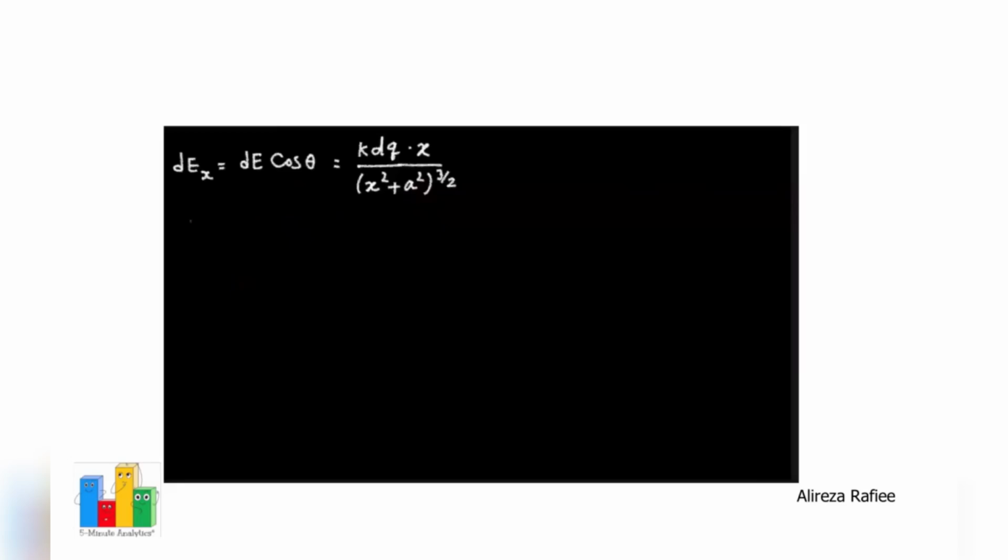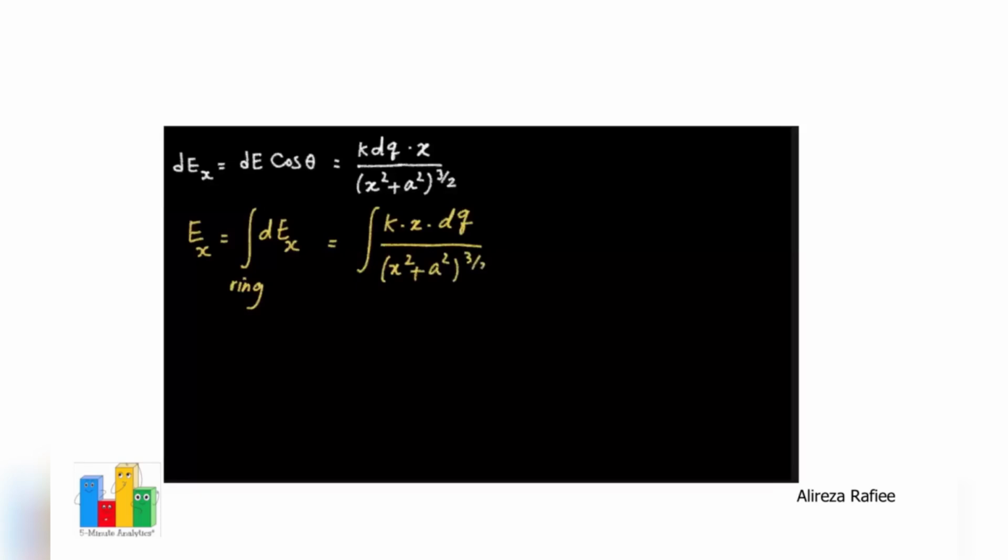Okay, so the electric field on the x-axis would be the integral over all these little tiny electric fields for the entire ring, which becomes technically the integral of k x dq divided by (x² + a²) to the power of 3/2. Now remember that the only quantity which is changing here is the dq, and everything else is a constant in this integral. And so we can take it out of the integral.